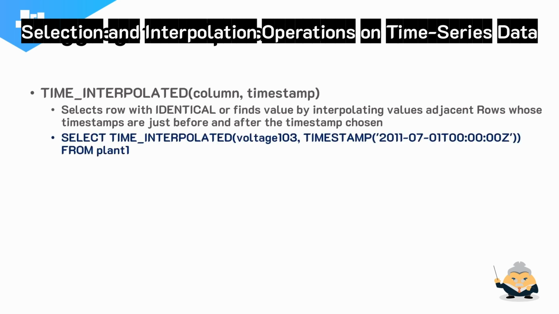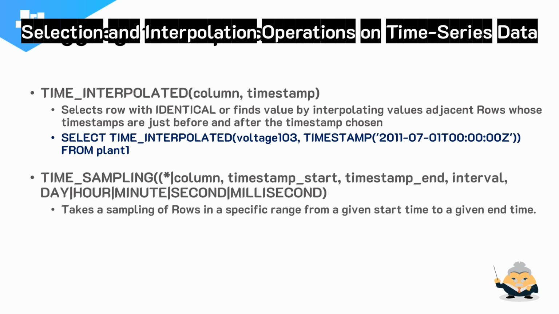Here's a sample of how you would run this query. You do select time interpolated from column voltage 103, and then you put a timestamp, from plant 1. Basically what it's saying is it tries to find rows around this timestamp. So even if that exact timestamp doesn't really exist, it'll find all the rows adjacent, just before and just after, depending on how close or not close you are. So you don't have to know the exact timestamp of every query you run, just ballpark or so, and you can interpolate from there.